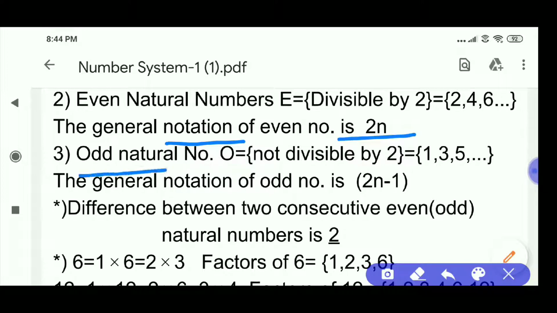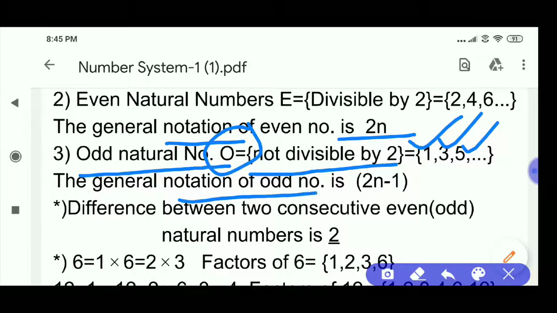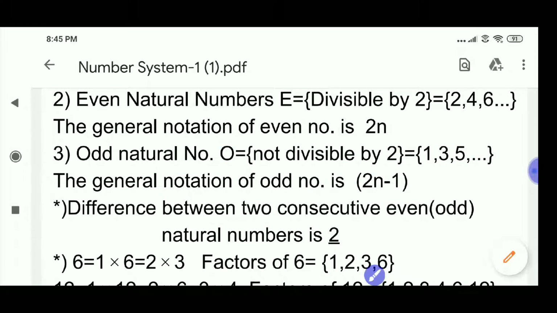Now, what are odd natural numbers? It is represented with O. Odd natural numbers means they are not divisible by 2. So they are not in the second table. What are they? 1, 3, 5, 7, 9, and so on. The general notation of odd numbers is 2 into n minus 1, or 2n minus 1.